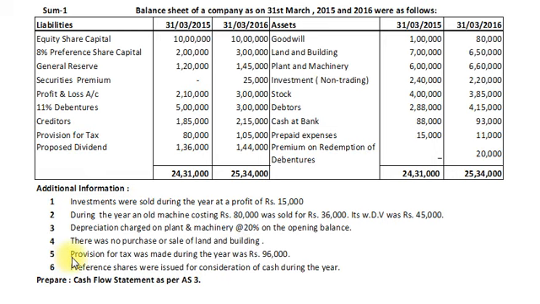Number 5. Provision for tax made during the year was rupees 96,000. And last, number 6. Preference shares were issued for cash during the year. From the above information and balance sheets, we are asked to prepare cash flow statement as per Accounting Standard 3.